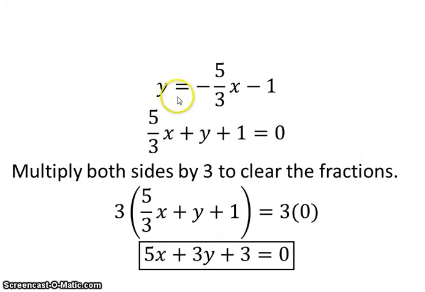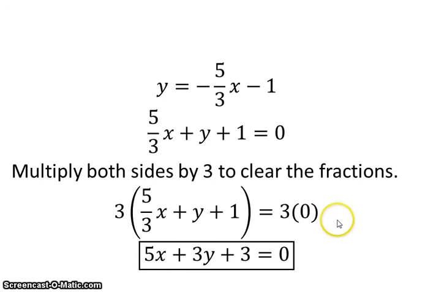So we're going to start with our slope-intercept form, move everything to the left side, and reorder the terms. So x is first, y is second, and our constant term, which in this case is 1, is next. Now to clear the fractions, we just have to multiply both sides of our equation by the least common denominator of all the fractions. In this case we only have 1, so we're just going to multiply both sides by 3. Distribute through the parentheses, that should clear the fractions, and here is our general form, 5x plus 3y plus 3 equals 0.